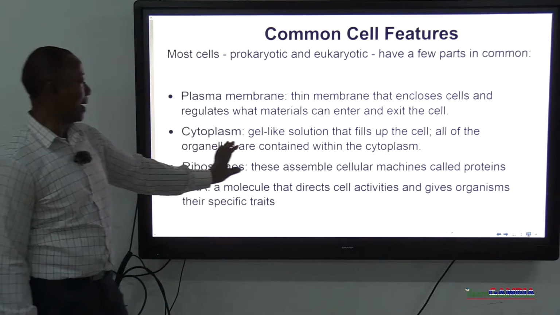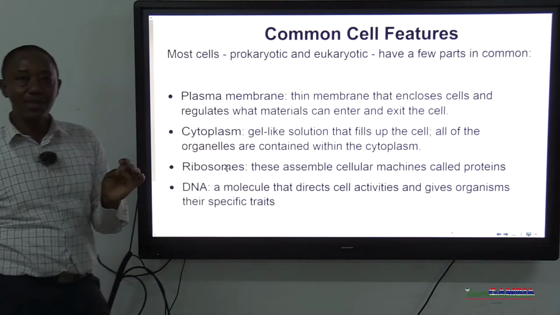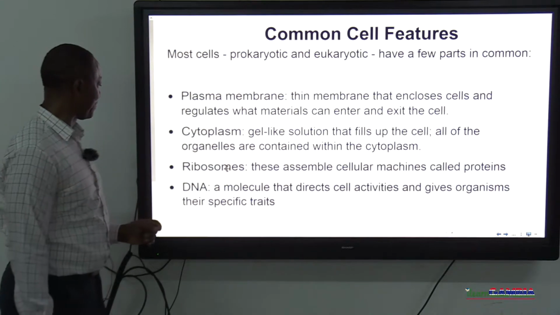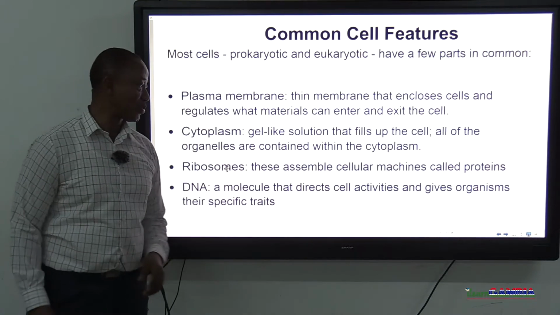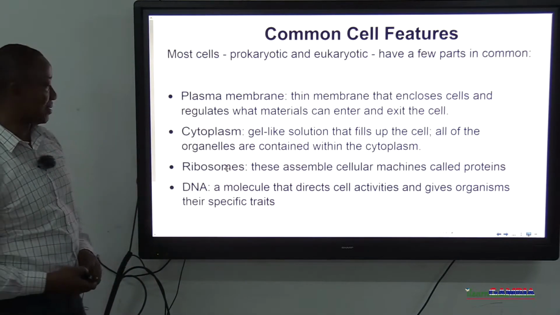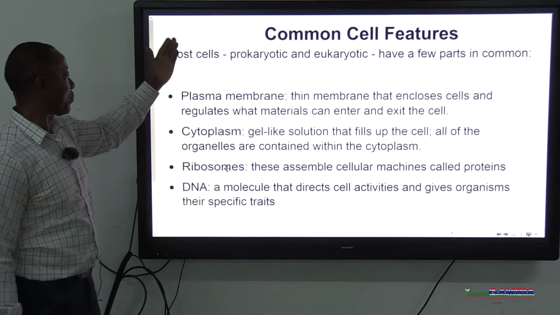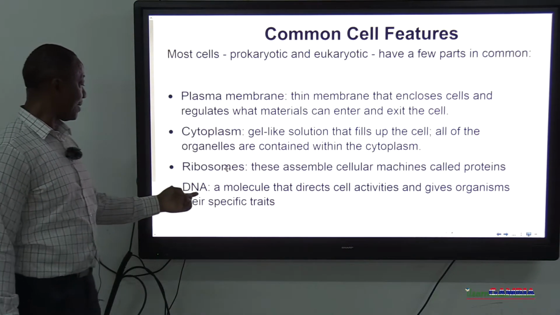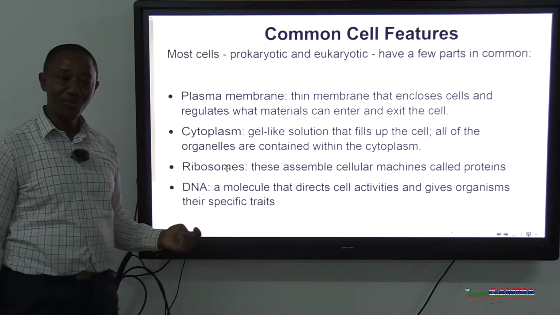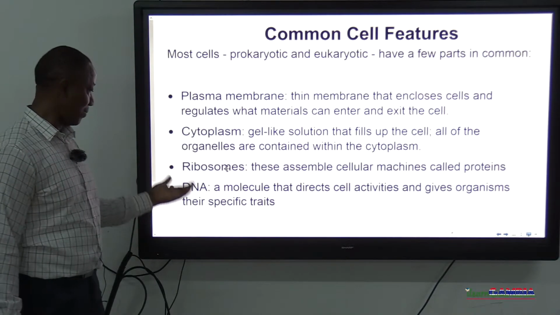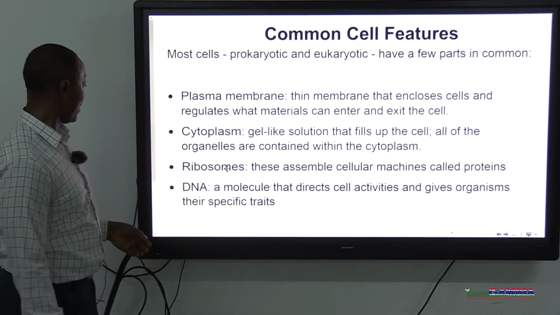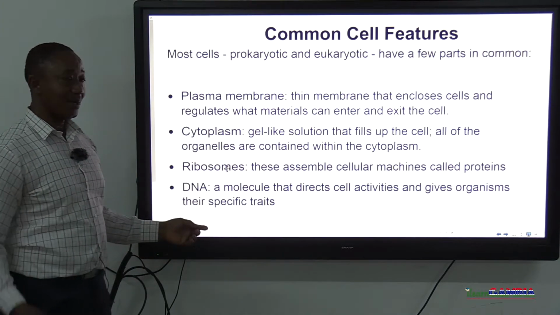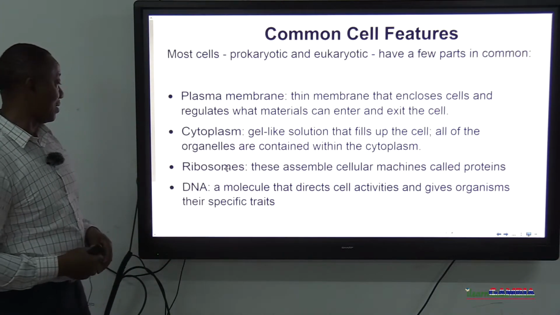Now, all of the organelles are contained within the cytoplasm. The ribosomes are responsible for making proteins, so they are also common to both prokaryotic and eukaryotic cells. And the DNA, this is the most important. Everything is important, but this is the main thing that makes up the cell, okay? Because that is the one that contains the information about the cell.